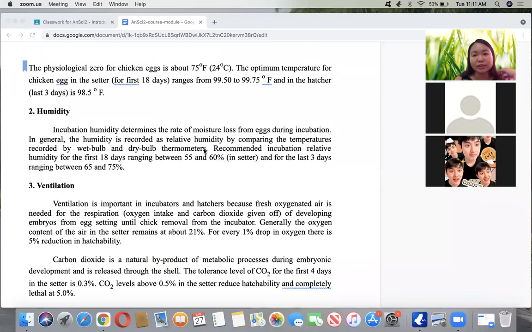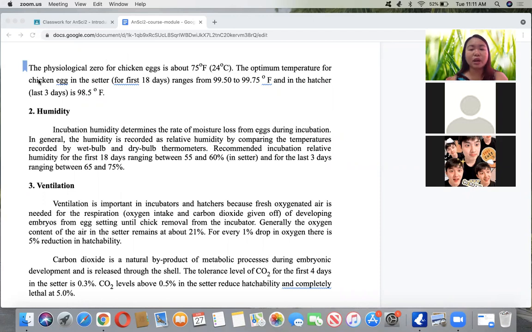So, we have different values depending on the situation, no? But for chicken eggs, it's about 24 degrees Celsius. So, hindi naman siya masyadong mainit, no? Yung 24 degrees Celsius or 75 degrees Fahrenheit.